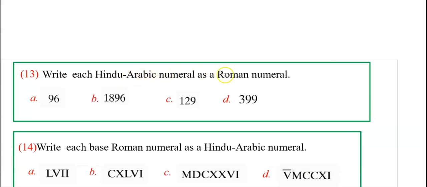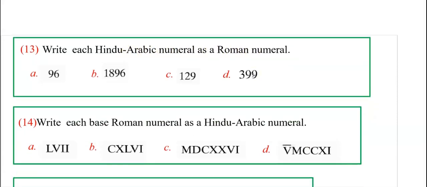Write each Hindu-Arabic numeral as a Roman numeral. Okay, and question number 14 is the other way around. Write each Roman numeral as a Hindu-Arabic numeral. They are pretty much the other way around.